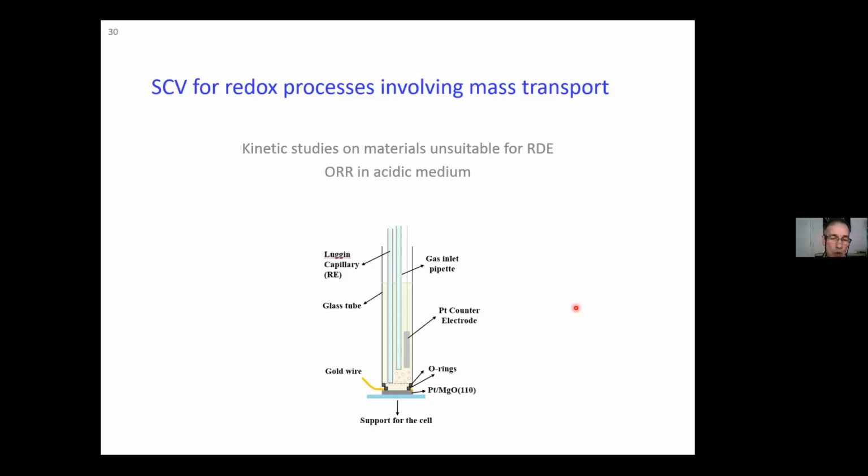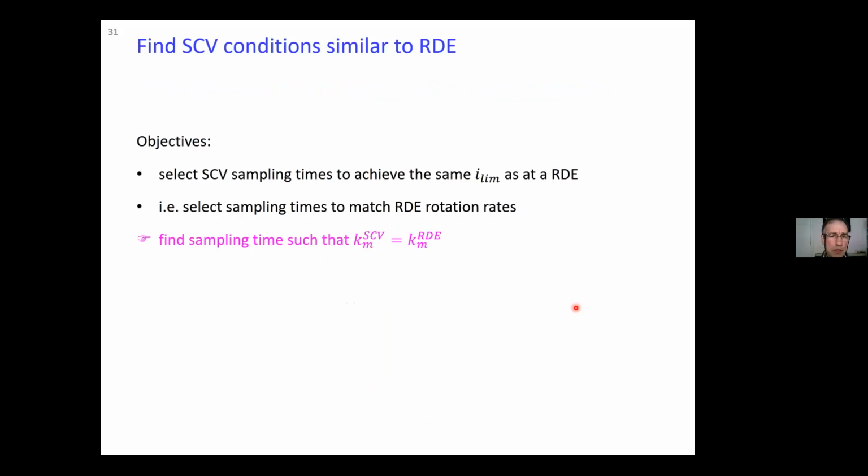And what I want to show you is how we've been able to use sample current voltammetry to investigate the electrocatalysis of these surfaces. First, what we wanted to demonstrate is the parallel between sample current voltammetry and rotating disc electrodes. So the objective of the next few slides is to show you how we can select sampling times to achieve the same limiting current as you would obtain with a rotating disc electrode.